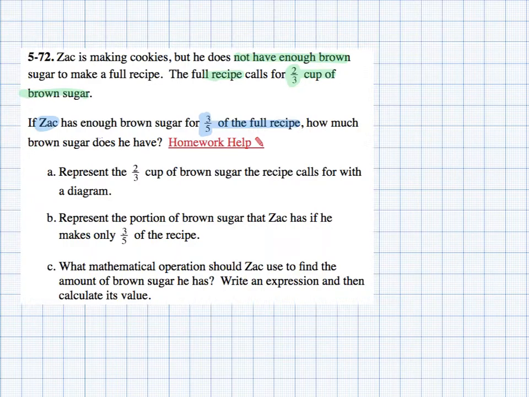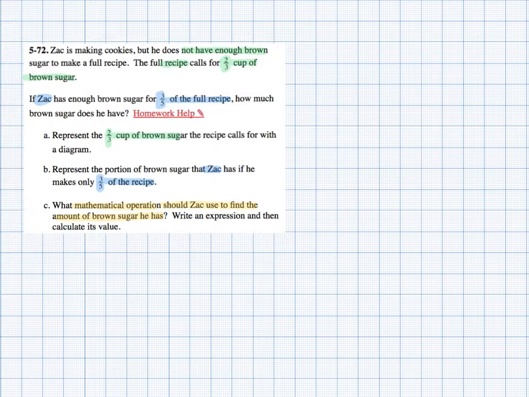They want us to represent the 2/3 of brown sugar, the original recipe, so that's why I'm using green. And then in B it says represent the portion for Zach, specifically the portion of sugar if he only makes 3/5 of the recipe. So we could do both representations in one picture. Later we have to answer the question: what mathematical operation should Zach use to find the amount of brown sugar he has? So let's take some notes on our paper.